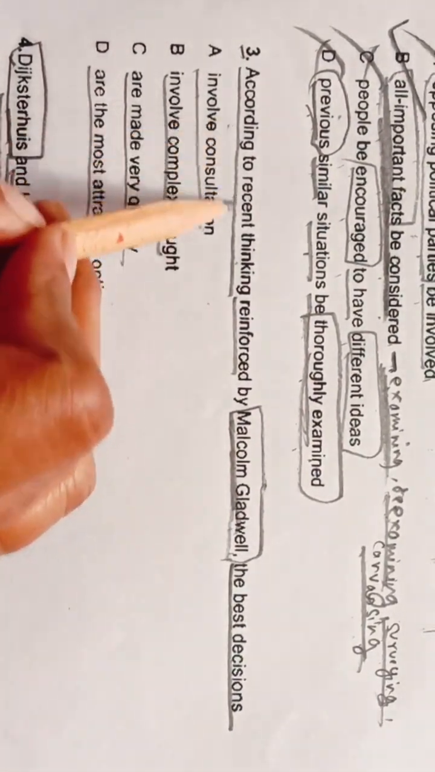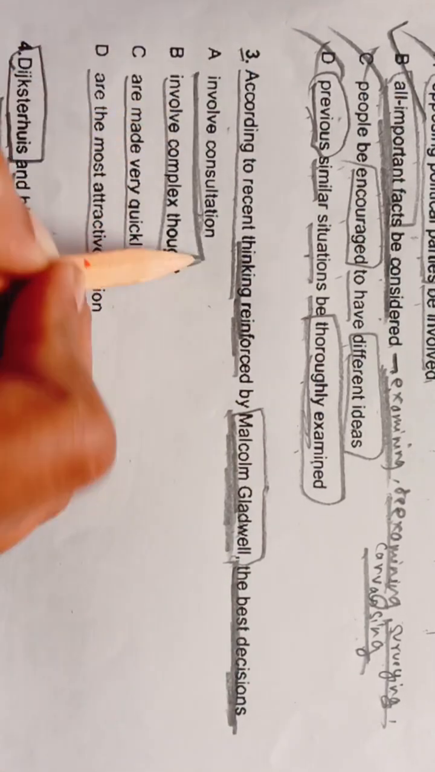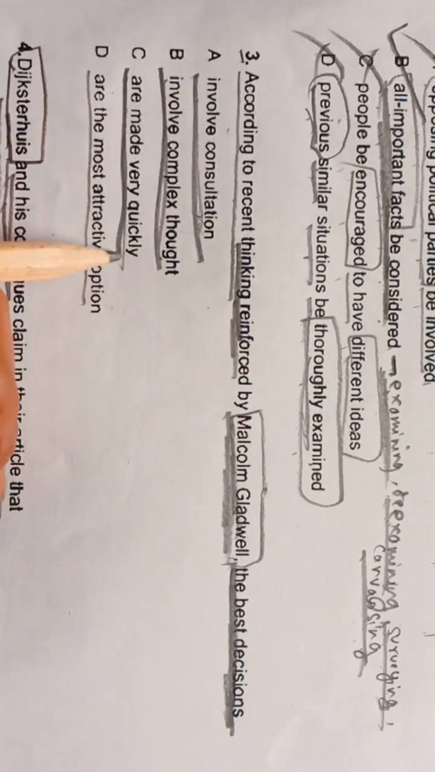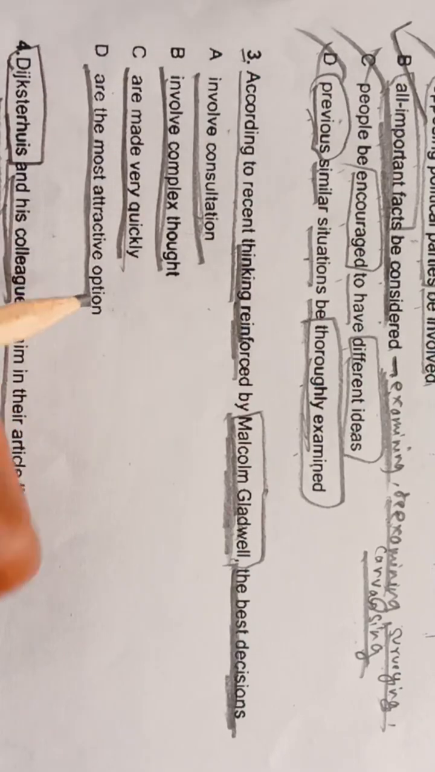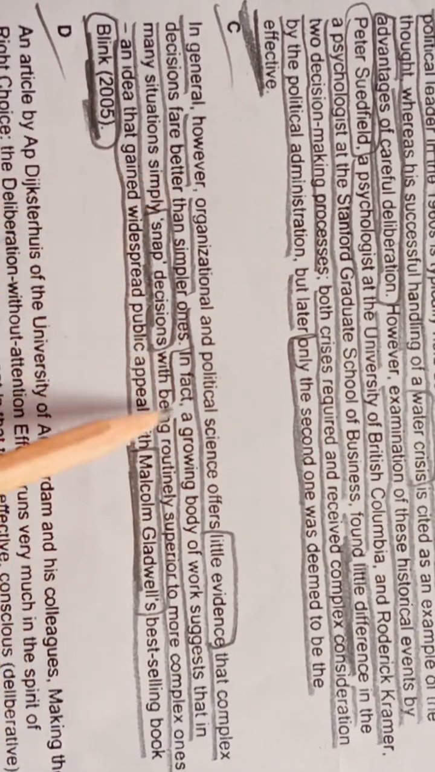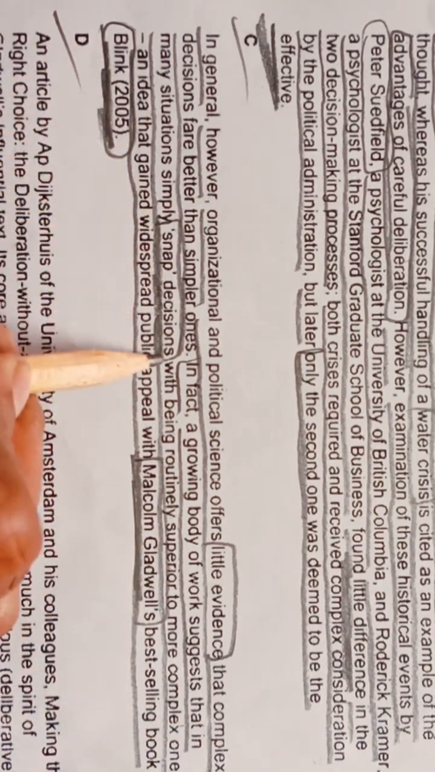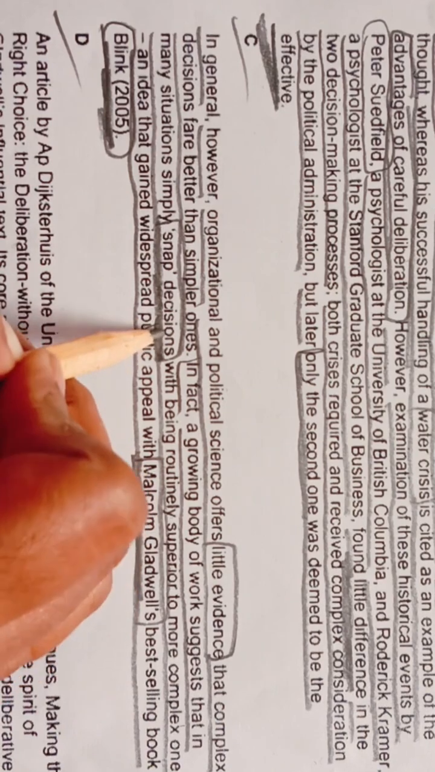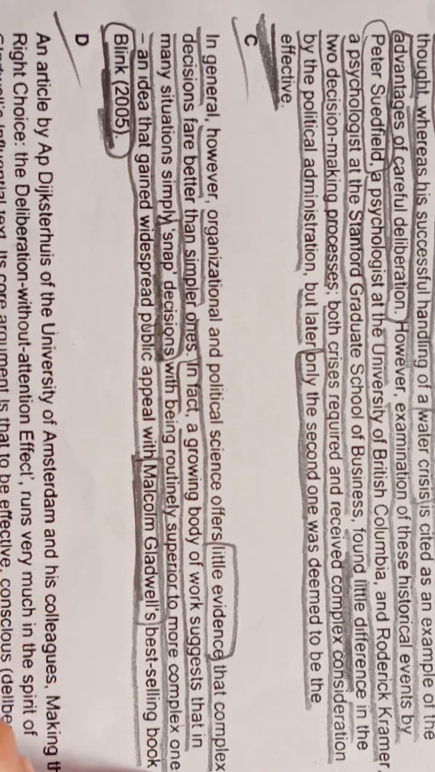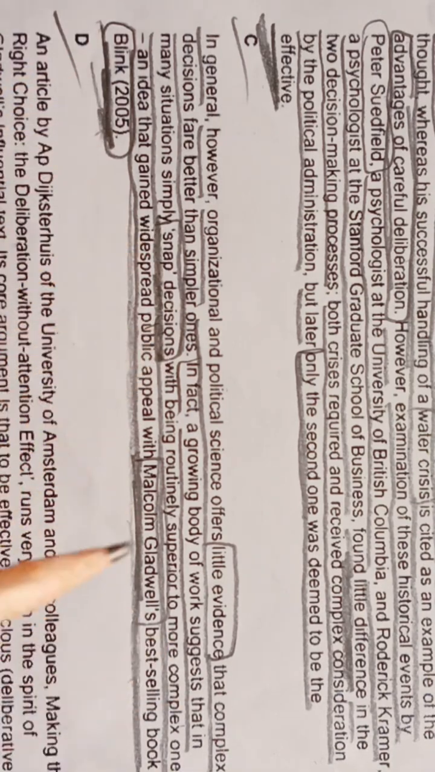Now let's see whether we are getting our answer or not. In third number, according to recent thinking reinforced by Malcolm Gladwell, the best decisions involve consultation, involve complex thought, are made very quickly, are most attractive option. So what we have seen here, in fact, a growing body of work suggests that in many situations, simply snap decisions are routinely superior to more complex ones, an idea that gained widespread public appeal with Malcolm Gladwell's best-selling book Blink. Snap decision means on the spot decision.